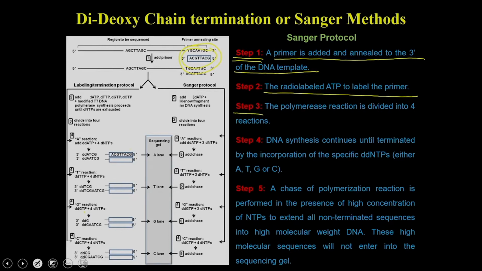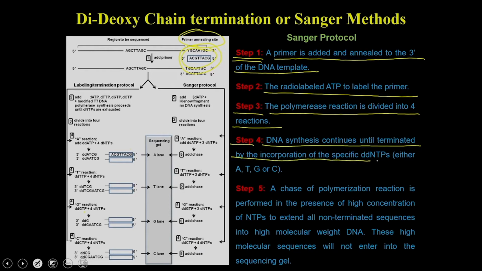Then in step 3, the polymerase reaction is divided into the 4 reactions. So, you are going to do a radiolabeling of your primer, so that wherever the primer is present it is actually going to give you the signal, and after that you are going to divide these reactions into the 4 reactions. In step 4 the DNA synthesis continues until it is terminated by the incorporation of the specific dideoxynucleotide, either A, T, G or C.